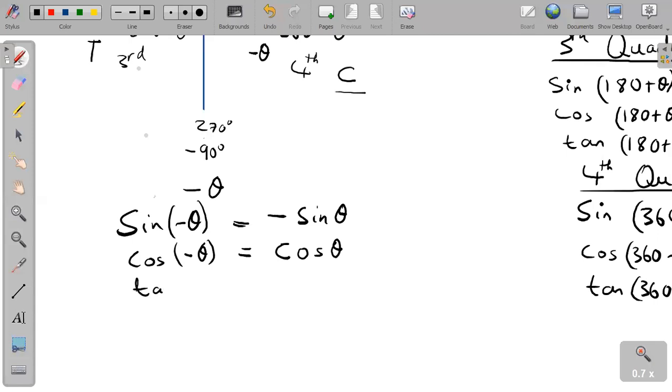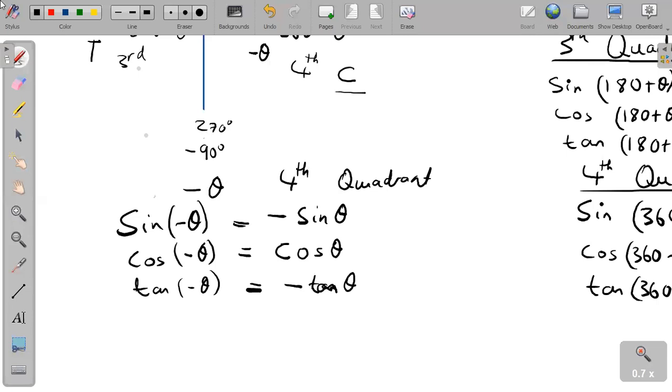The same applies with tan negative theta. It means tan negative theta is going to give us negative tan theta. Why negative tan theta? Because tan is negative in the fourth quadrant. So we are saying negative theta is found in the fourth quadrant. So exactly what was happening to 360 minus theta is also happening to negative theta. It is the same thing that is happening, right?